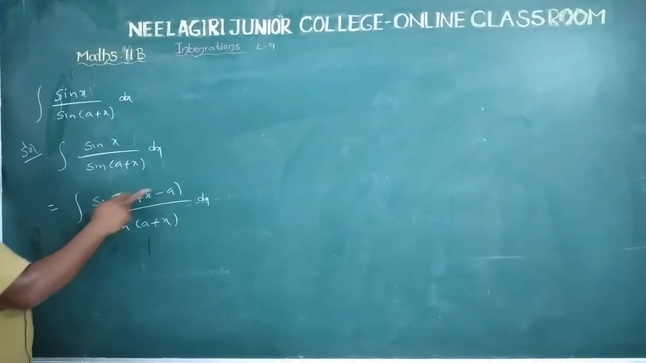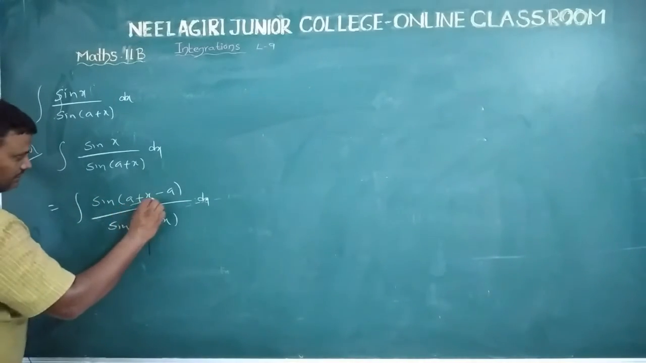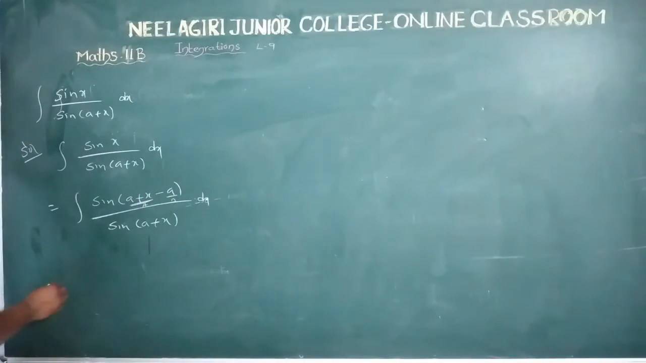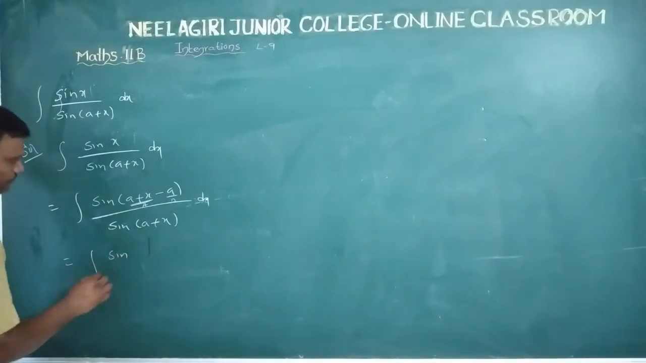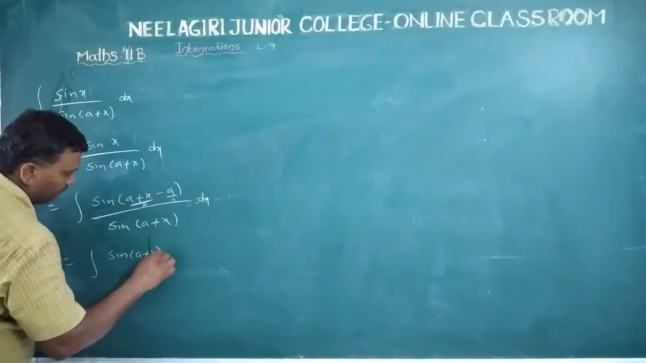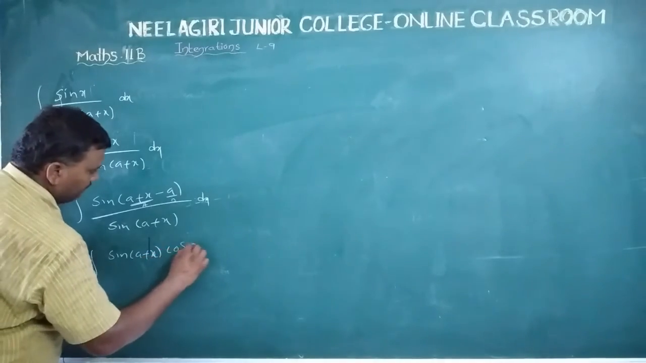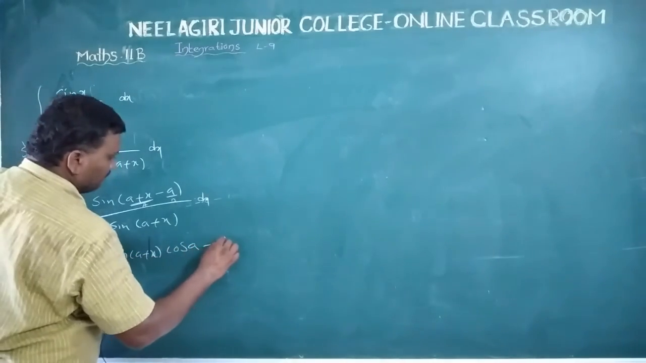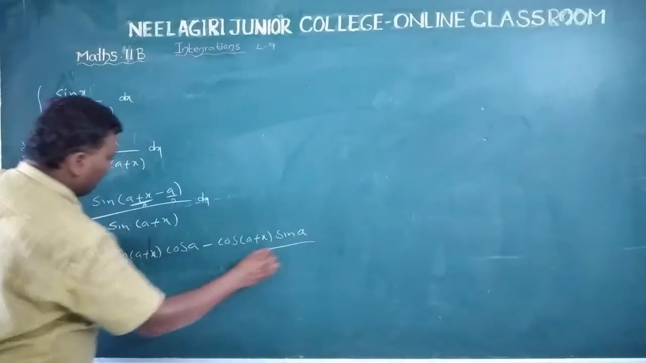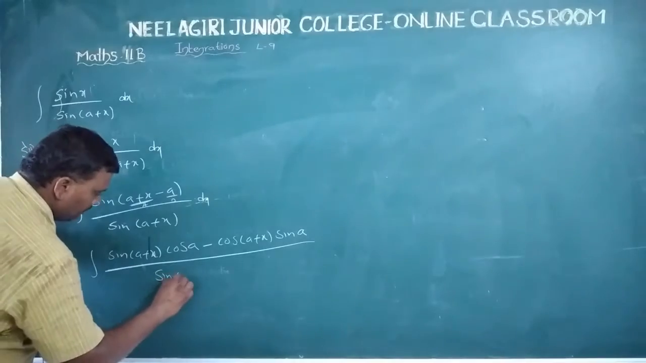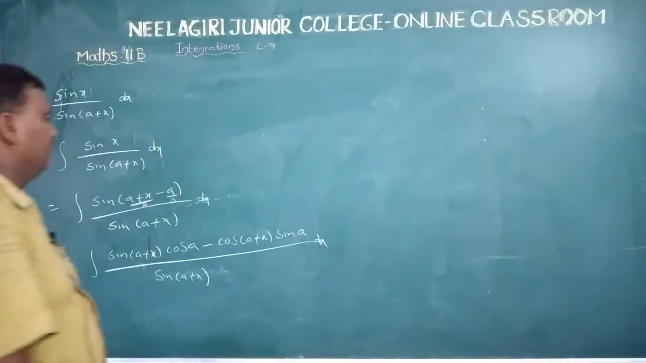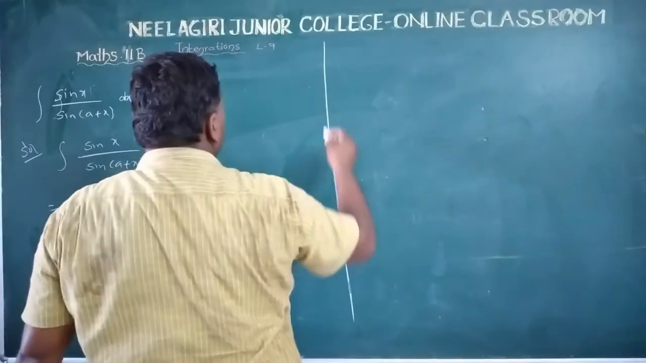A is the addition and subtraction. This is the a and this is the b. What is the sin of a minus b formula? Sin of a minus b is equal to sin a cos b minus cos a sin b, so sin of a plus x minus a is sin of a plus x cos a minus cos of a plus x sin a, all by sin of a plus x dx. First write the separate integration.